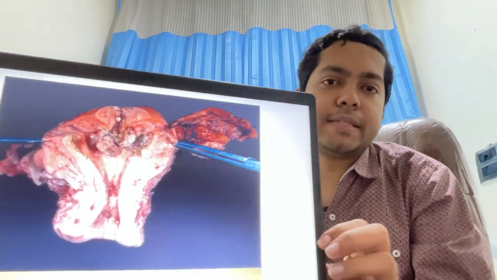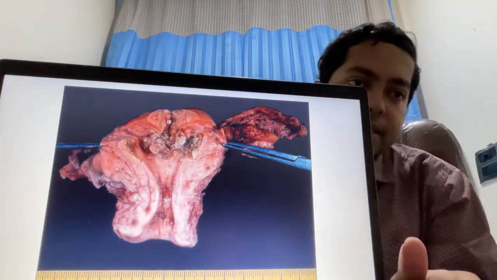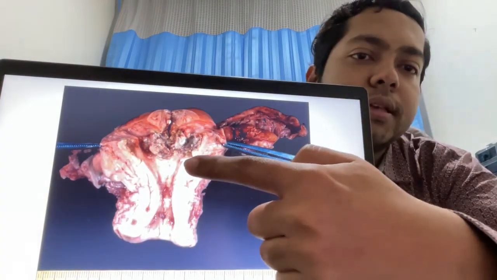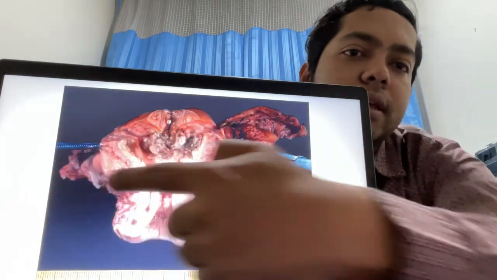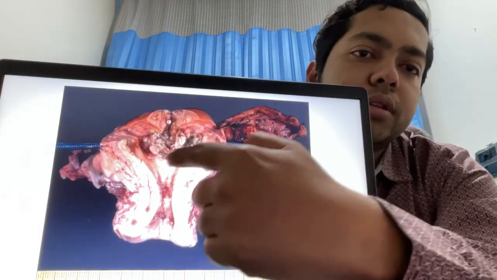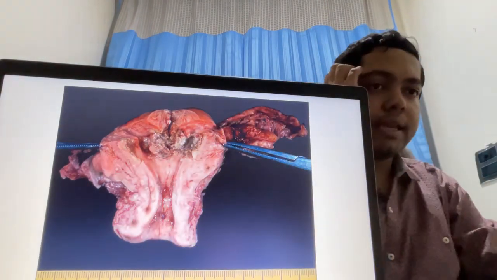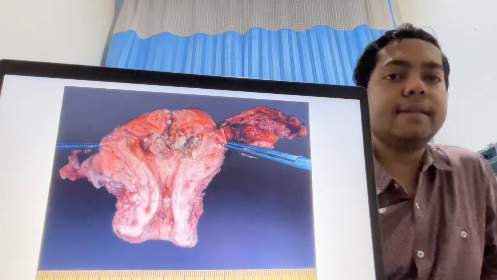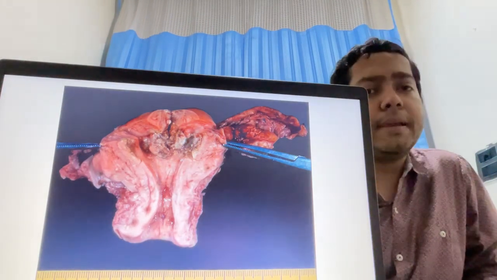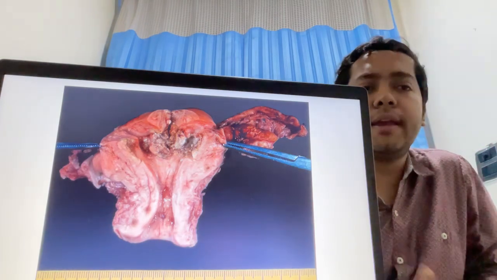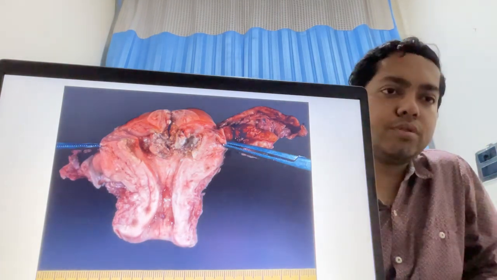Now coming to this specimen, what can you see over here? This is a cut specimen of the uterus and cervical canal with bilateral tubes and ovaries, with a necrotic growth in the endometrial cavity which is showing signs of growth and there is necrosis. Most probably it is a case of carcinoma endometrium and probably stage 1 to 2.